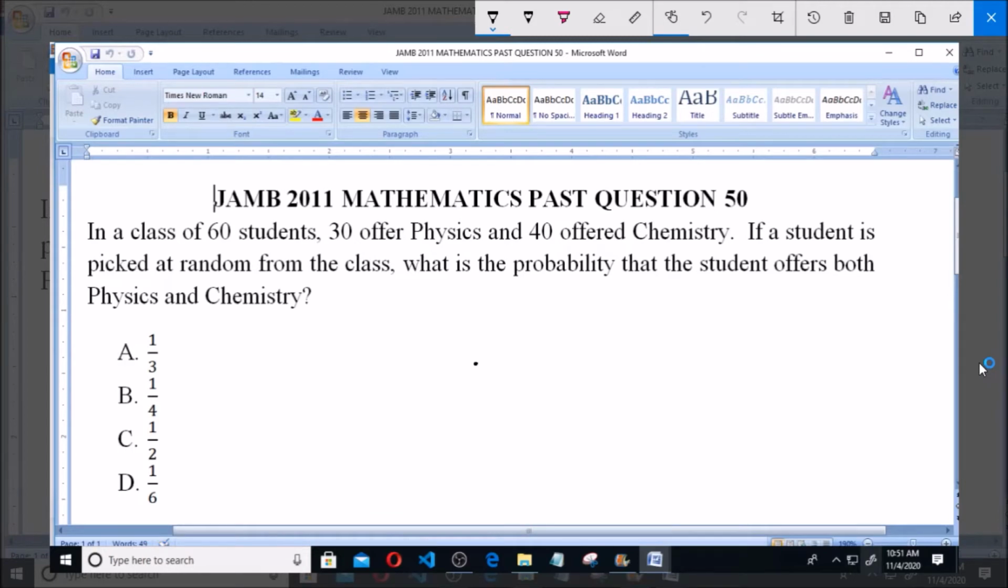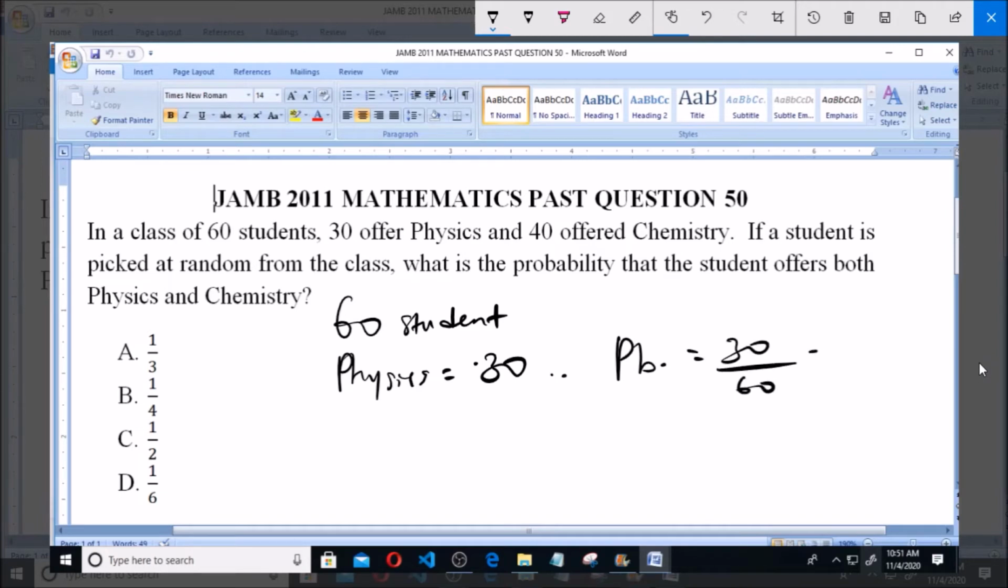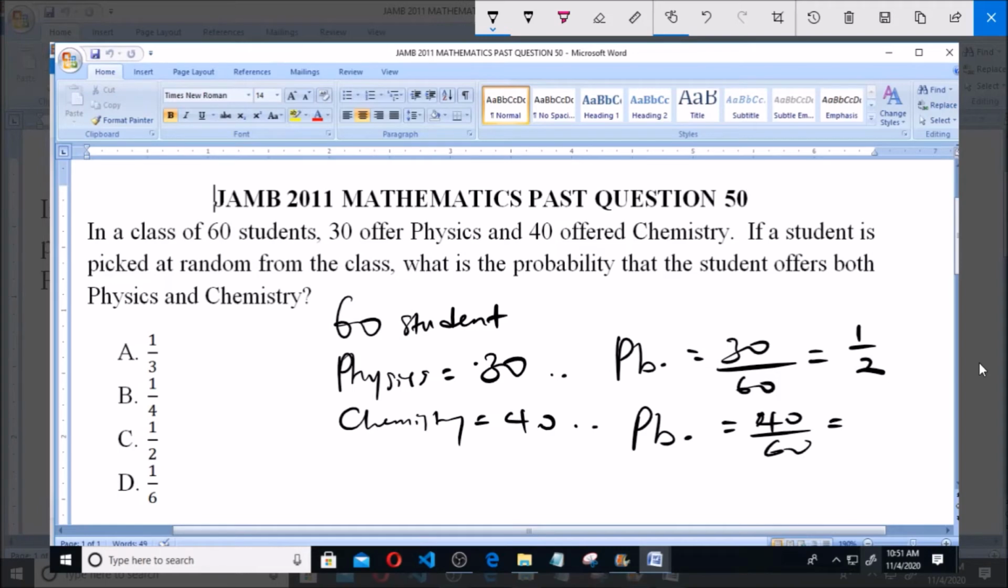Now, the class is made up of 60 students, so the total number of students is 60. The number of students that offered physics is equal to 30. Therefore, the probability of those that offered physics is equal to 30 over 60, which is equal to 1 over 2. The number of students that offered chemistry is equal to 40. Therefore, the probability of students that offered chemistry is 40 over 60, which is equal to 2 over 3.